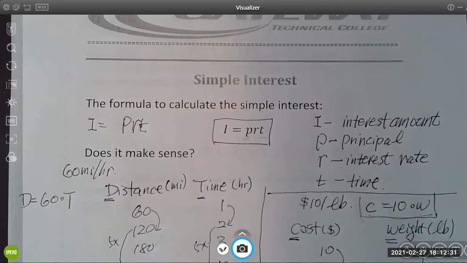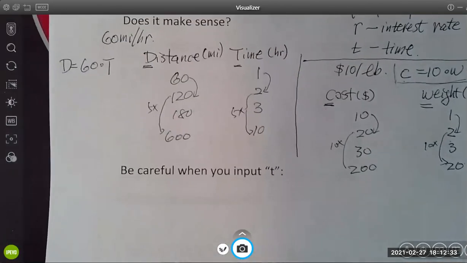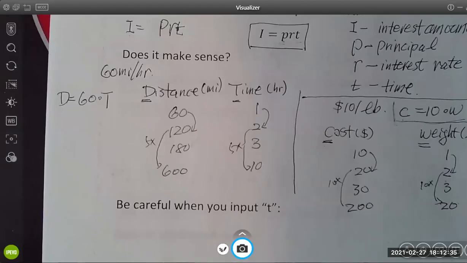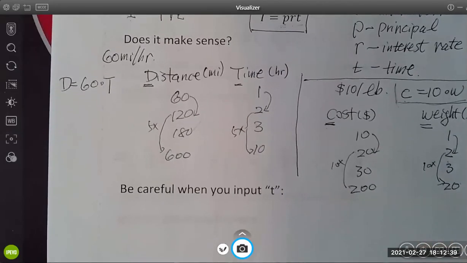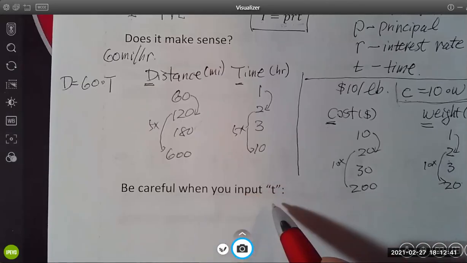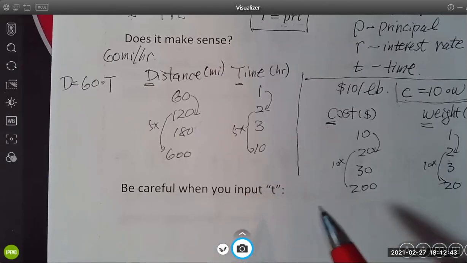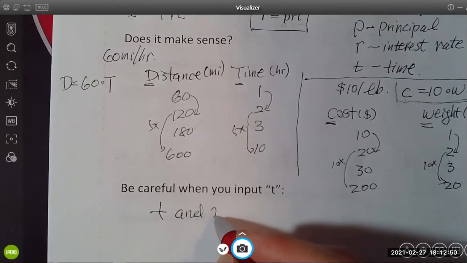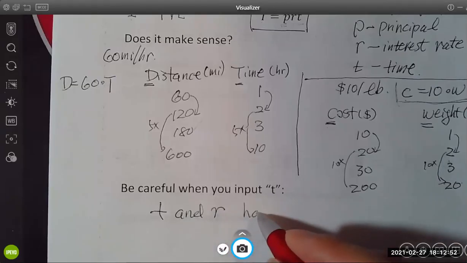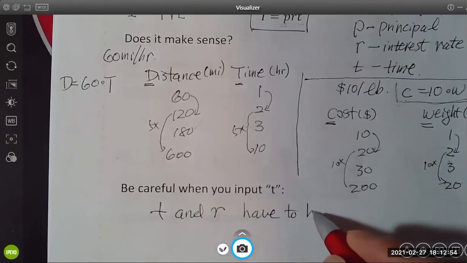Okay, let's move on. In using this formula, there's something you need to be careful about, because that's where the first common mistake comes in. When you use this time, you have to make sure your time is consistent with interest rate. So T and R have to be consistent.